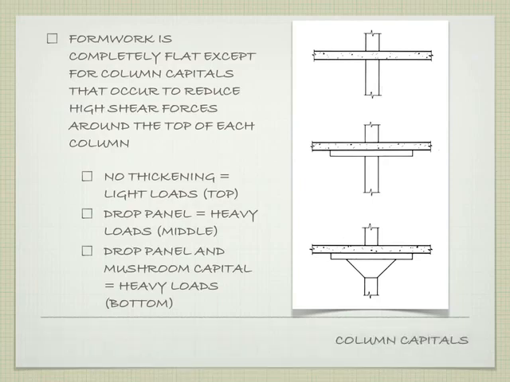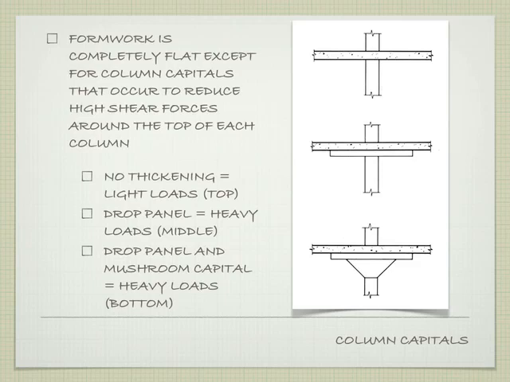So the formwork is completely flat except for the column capitals if you have them. Not all buildings have them. It just depends on what kind of lateral loading you might have and how you want to transition or tie the column into the floor that's above. So if you're up here at the top, this is lighter loads, residential type stuff, where you don't have too much lateral loading. You can get away with this where it's very clean to a slab.